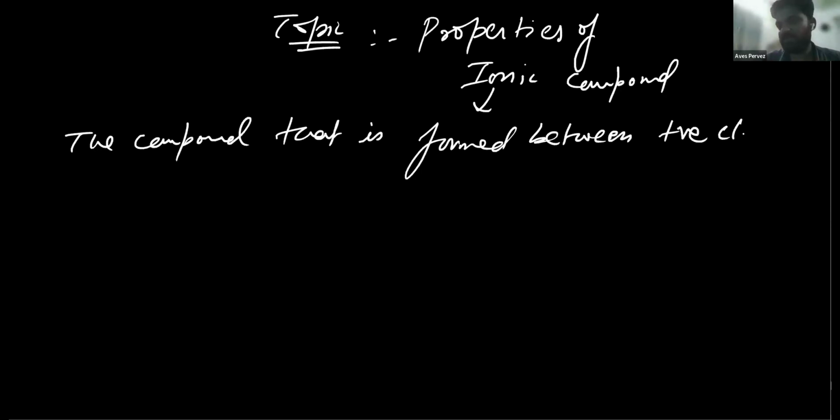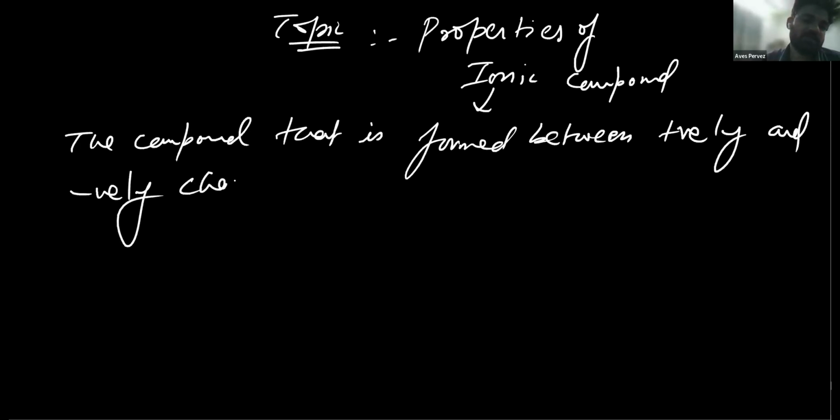The compound that is formed between metals and non-metals. Generally, ionic compounds are the compounds that are formed between positively and negatively charged ions. Got it? Yes, sir.